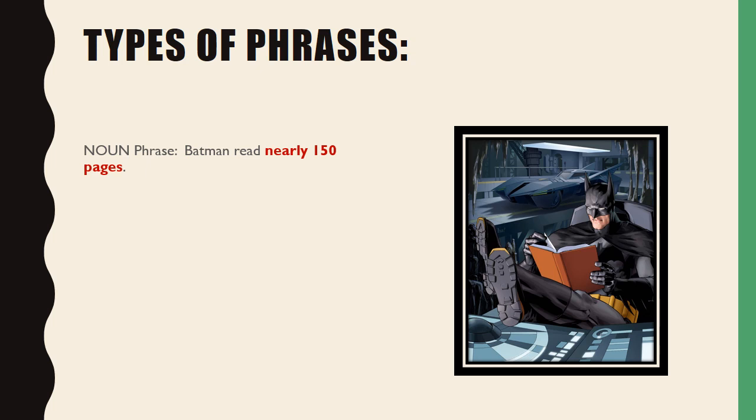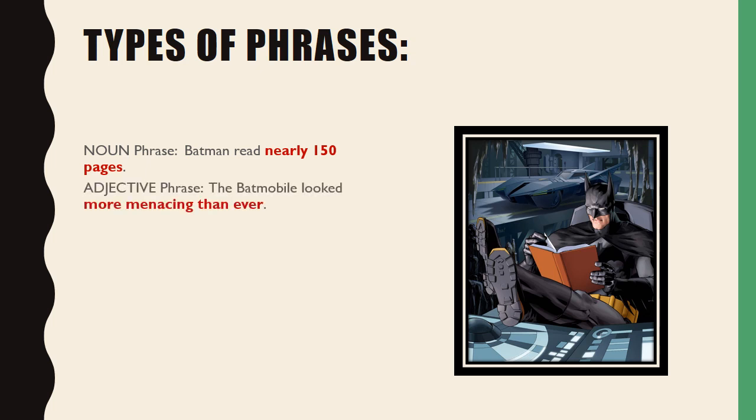So that's why we could say Batman read pages, and pages would be the noun, but it's better to say nearly 150, and then we have a clearer idea of what he read. And so all three of those words in this case become the noun phrase. But nearly 150 pages on its own does not work as a whole sentence, as a complete sentence.